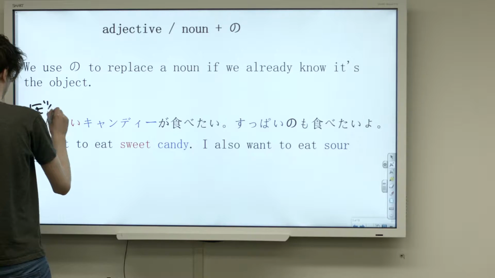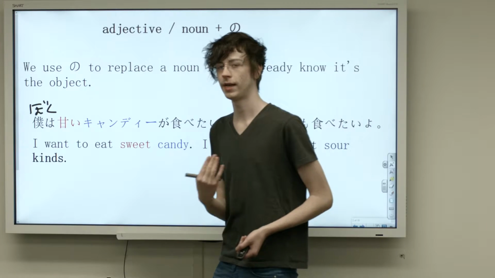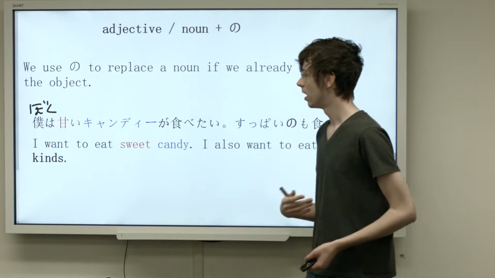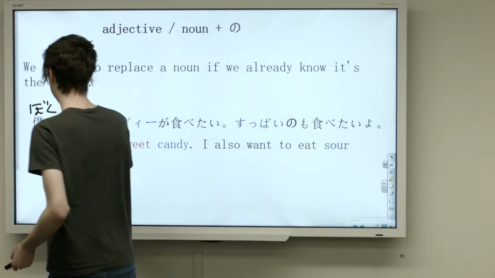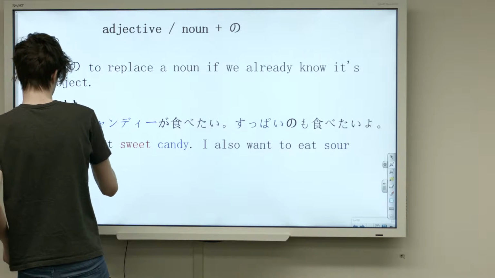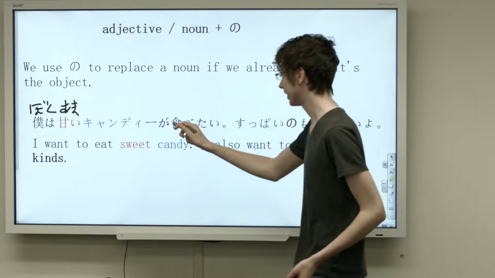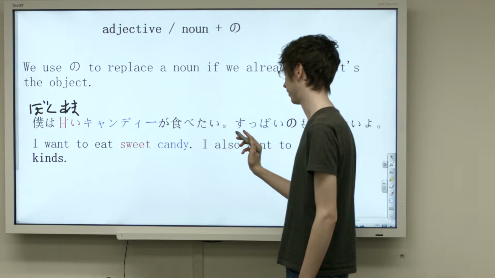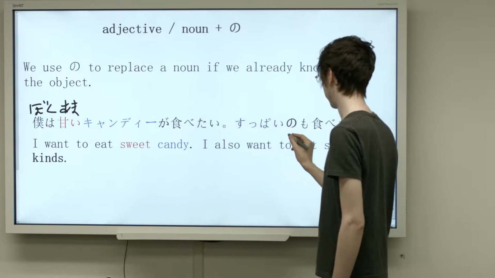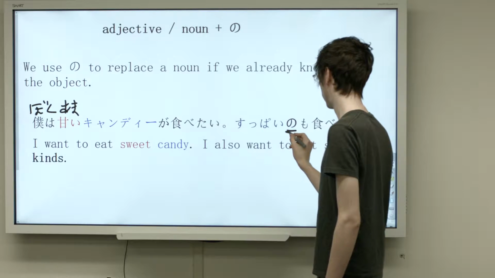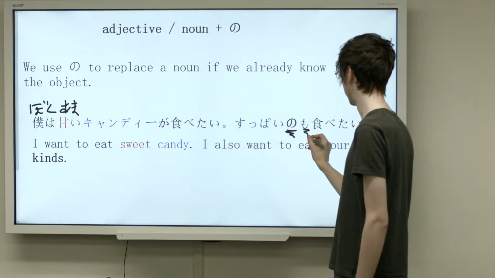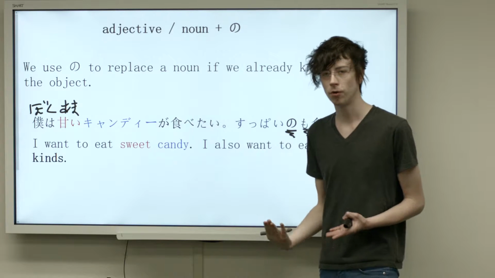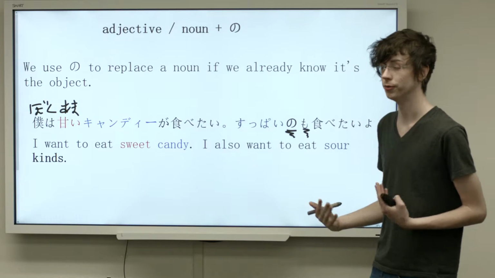Boku is just a casual way of saying I for masculine. Amai for sweet, the adjective. Amai candy ga tabetai. I want to eat sweet candy. Got it. Okay. Suppai no mo tabetai. We already know that mo means as well or too.